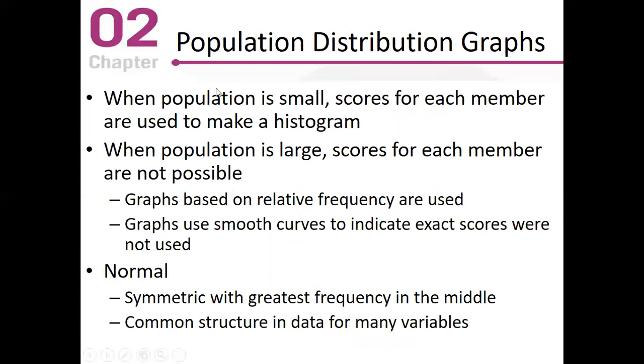Let's go ahead and look at population graphs. Okay, this is going to be more important as we move on in the course. When the population is small, it's easy for us to make a histogram. But when we have a really large population, scores for each member are not possible. And instead, we're going to be graphing data based on what's called relative frequency. And our graphs will use smooth curves to show us exact scores were not used, okay, that we're looking at relative frequencies.